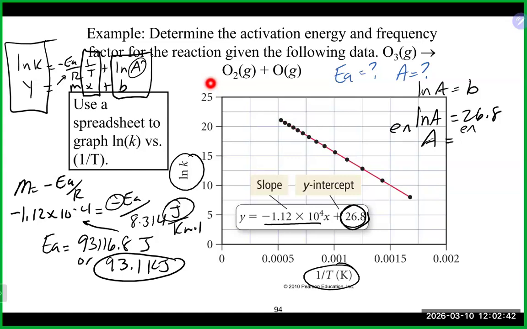Let me try this again. I'm not doing great on my calculator today. Hitting the right button might help. There we go, that looks more like it. All right, 4.36 times 10 to the 11.